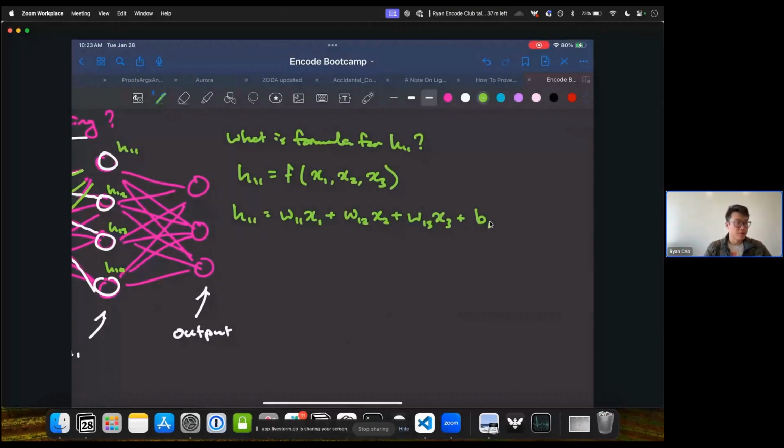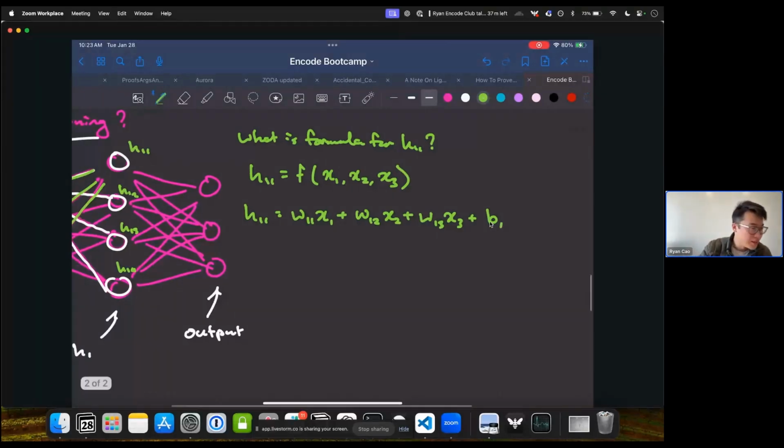Okay, so this is the kind of notation for how H11 works.